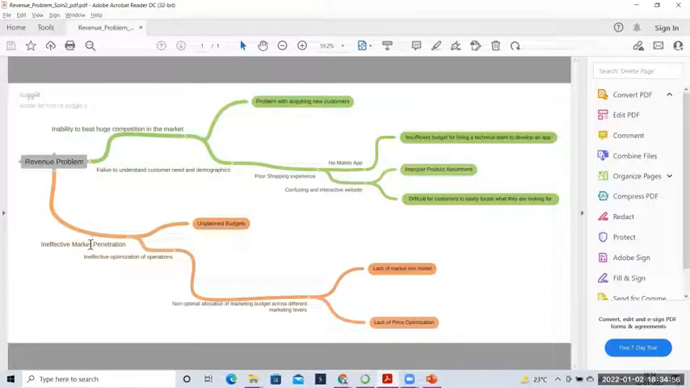On the other branch, there is ineffective market penetration. If you apply the 5i framework to this issue, you come to the root cause analysis. Here there are unplanned budgets and non-optimal allocation of marketing budget across different marketing levels. Here we are going to use data science and machine learning skills to come up with the market mix model. There is a lack of a market mix model and a lack of price optimization. These two go hand in hand, and we will see that. I just thought of showing this in this PPT.